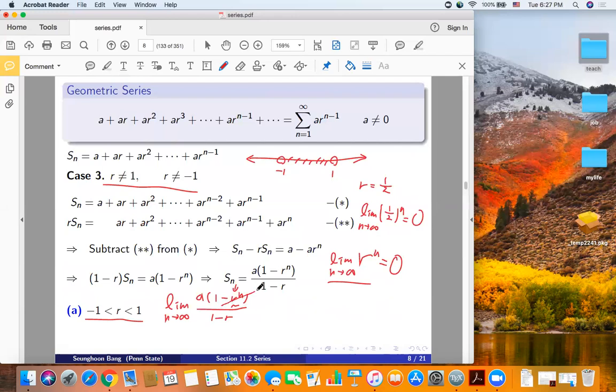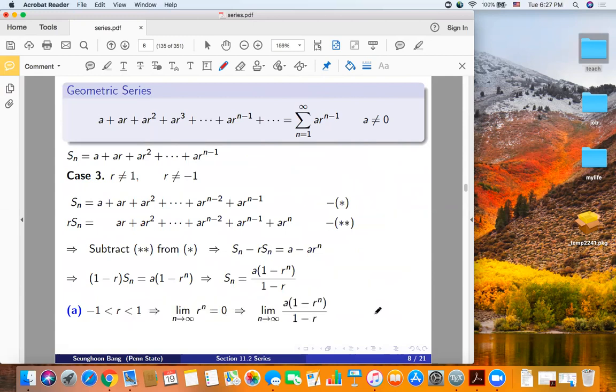So this part is going to 0. But the remaining part, a over 1 minus r, is a finite number. So it is convergent. That is the first result. Now the second one.